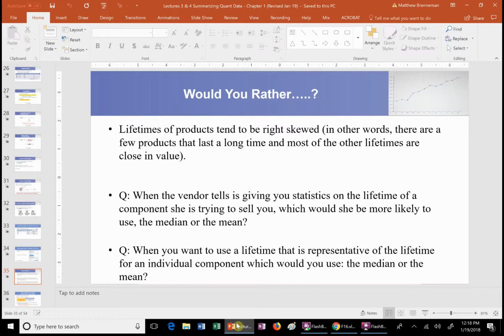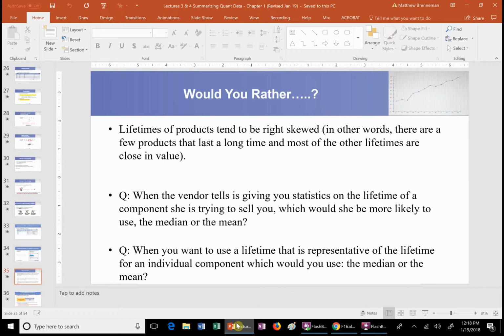So I'll tell you what, let me do this. I'm going to play devil's advocate. Suppose the vendor has an agenda, they want you to buy, which they probably do. So keeping in mind their purpose, that they want to try to convince you, which would be more convincing to you if they gave you the mean or the median? The mean, right? Because it's going to be bigger. So you have to be careful. In this case, they're probably going to give you the mean.